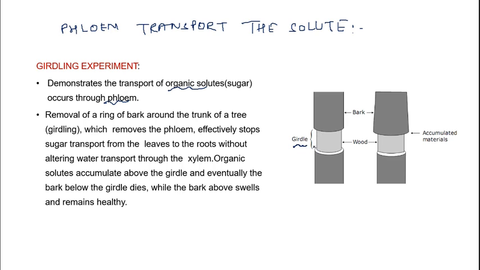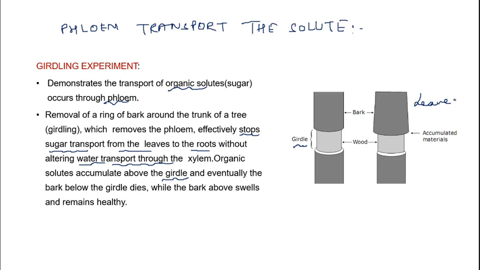When a ring of the bark is removed, it was found that sugar transport from the leaves to the roots stopped. Roots cannot prepare their own food; they require food from the leaves. So sugar transport from the leaves to the roots was stopped, but water transport was unaffected. So what does that prove? That organic solutes accumulate above the girdle.